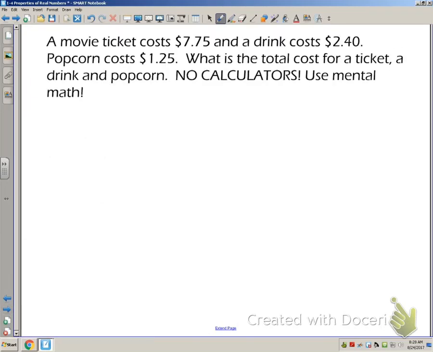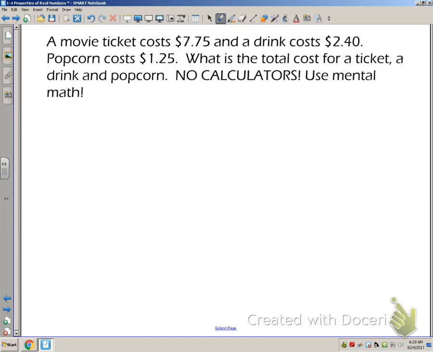So the movie ticket costs $7.75 and a drink costs $2.40. Popcorn costs $1.25. What is the total cost for a ticket, a drink, and popcorn? And I don't want you to use calculators. I want you to use mental math. So go ahead and pause the video and see what you can come up with.